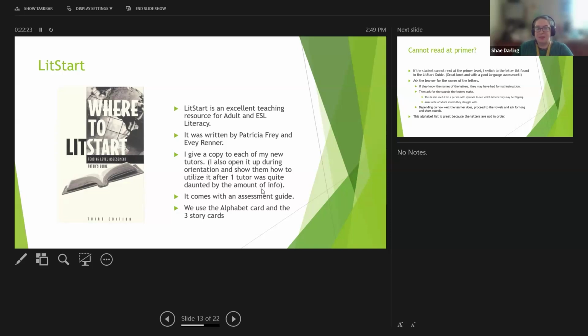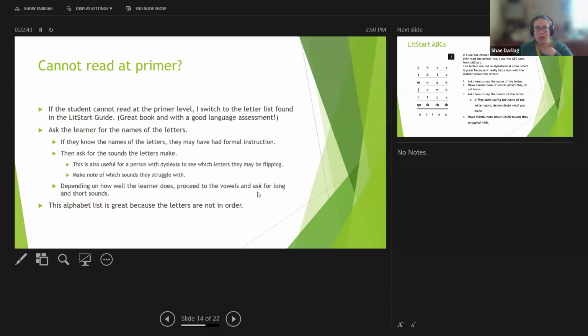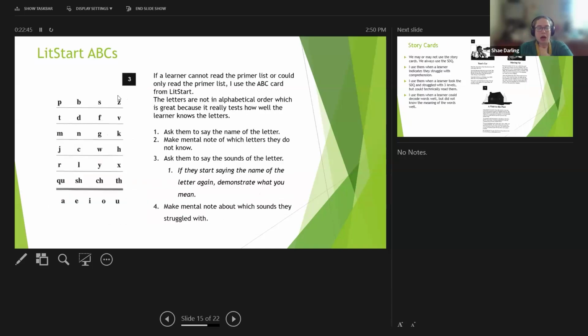It also comes with an assessment guide that has pictures. It teaches you how to use the assessment. It covers whether you have high language skills or low language skills. It's actually really nice. I only use about a part of it because we use the San Diego Quick.